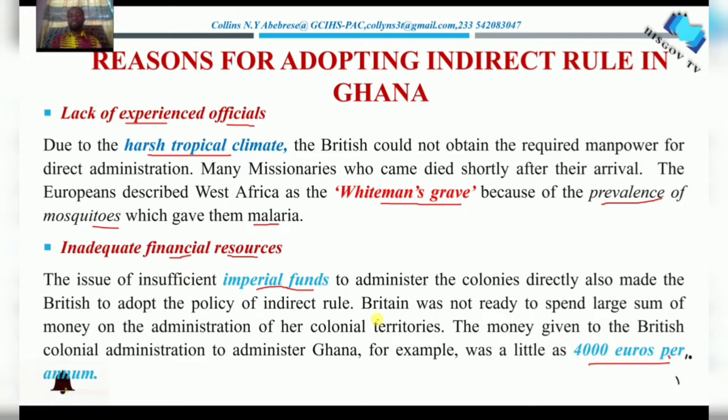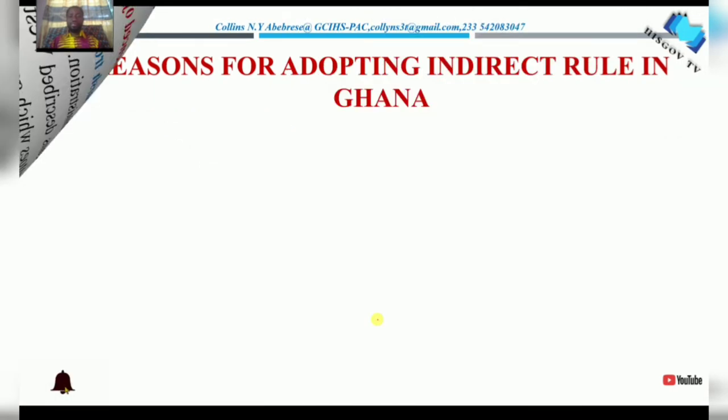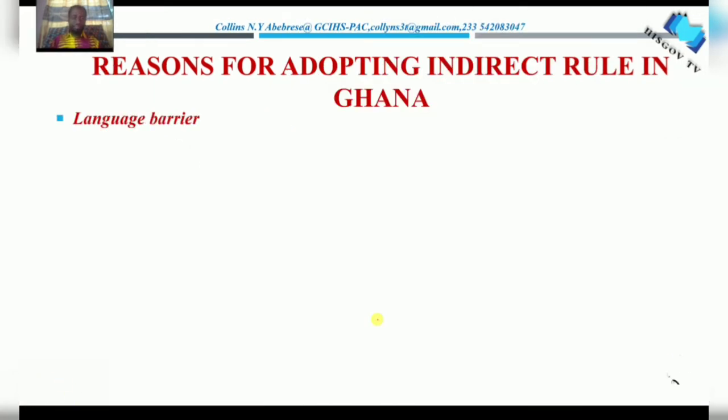And so they had to adopt the indirect rule system. By adopting the indirect rule system, what that means is that the people and the chiefs were going to bear the financial obligation more than the British. Because the people are going to bear all the financial obligations, including the chiefs. And then the British will bear less. So that is one reason for adopting the indirect rule system as opposed to the direct rule system.